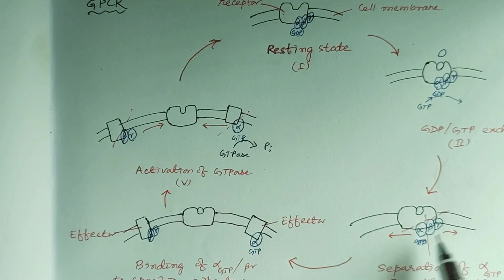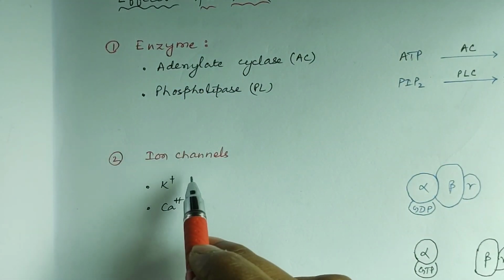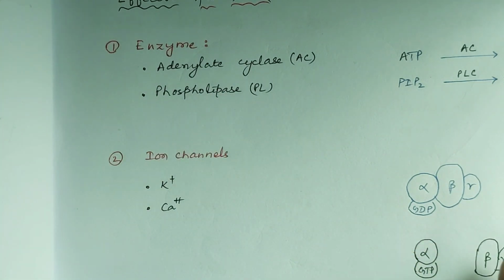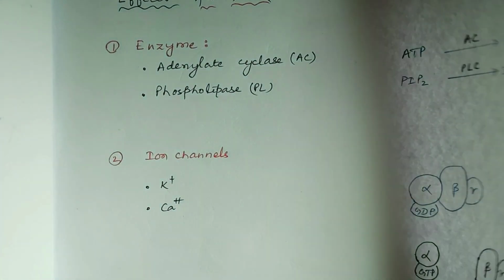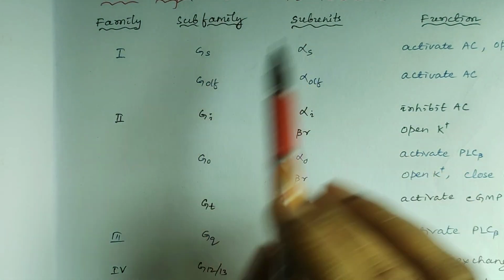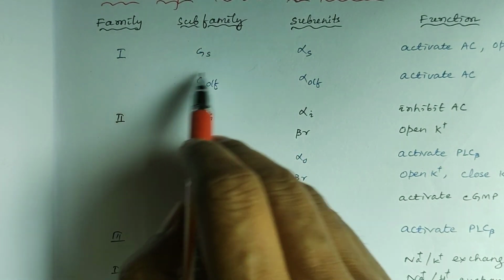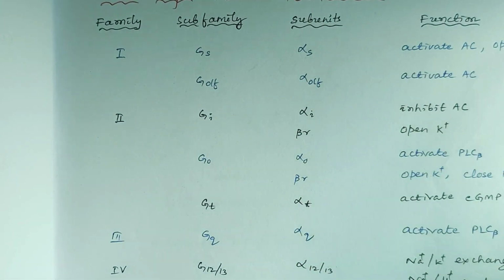And now this alpha GTP or beta gamma binds to the specific effectors and shows their action, and this effector may be the enzyme or ion channel. Enzyme may be adenylate cyclase, phospholipase, ion channel may be potassium or calcium. So for the thyrotrophin receptor, the effector is enzyme adenylate cyclase. There can be four classes of G proteins, and the first family is the GS subfamily, and G olfactory. The GS subfamily function is to activate adenylate cyclase.